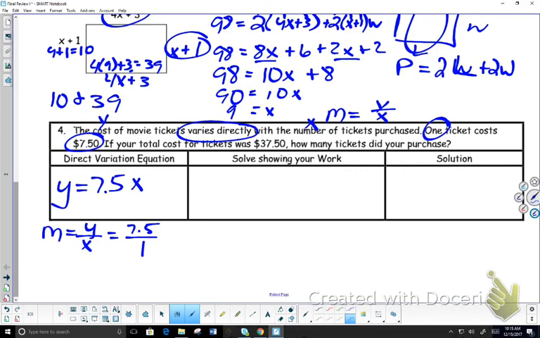Now they want to know, okay, well, what if you bought $37.50? Well, that would be a y value, so I do 37.50 equals 7.50x. Then I divide both sides by 7.50, and I get x equals 5. So my solution to this would be 5 tickets will cost $37.50.